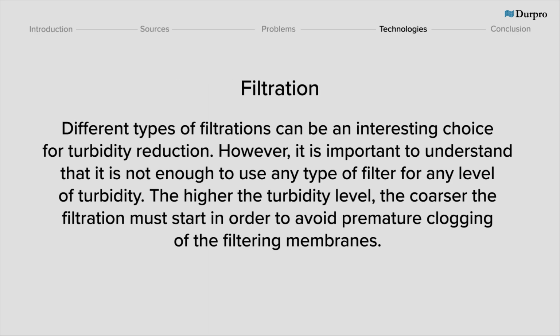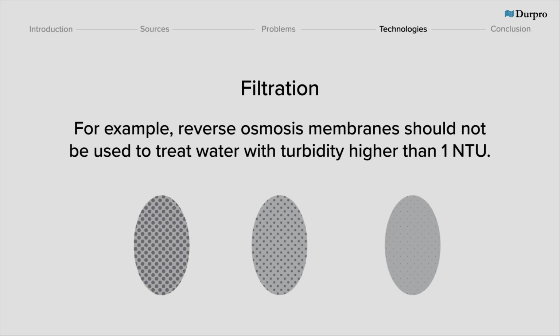Filtration. Different types of filtrations can be an interesting choice for turbidity reduction. However, it is important to understand that it is not enough to use any type of filter for any level of turbidity. In fact, the higher the turbidity level, the coarser the filtration must start in order to avoid premature clogging of the filtering membranes. For example, reverse osmosis membranes should not be used to treat water with turbidity higher than 1 NTU. In short, all types of filtrations can be used for turbidity reduction.